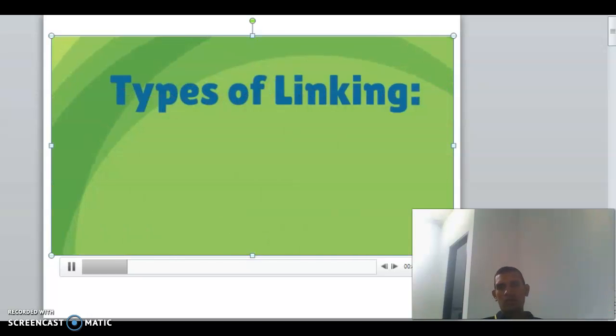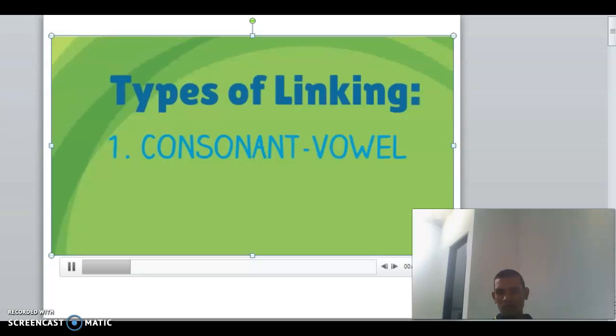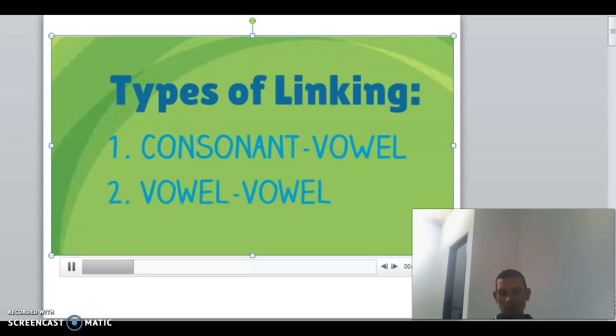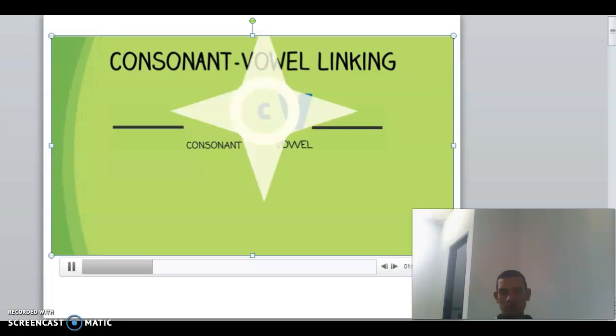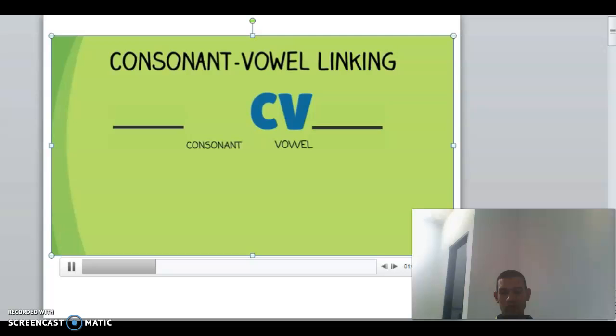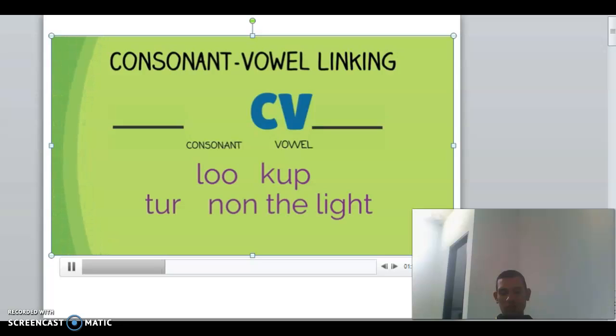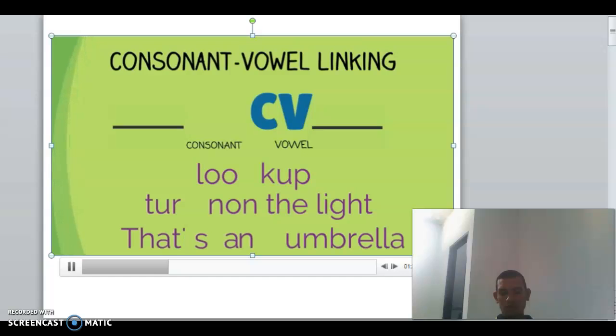There are two main types of linking: consonant-vowel linking and vowel-vowel linking. Consonant-vowel linking occurs when one word ends with a consonant sound and the next word begins with a vowel sound. When this happens, we pronounce the words as if the consonant sound has moved from the end of the first word to the beginning of the next word. For example, look up is pronounced look up. Turn on the light becomes turn on the light. That's an umbrella becomes that's an umbrella.